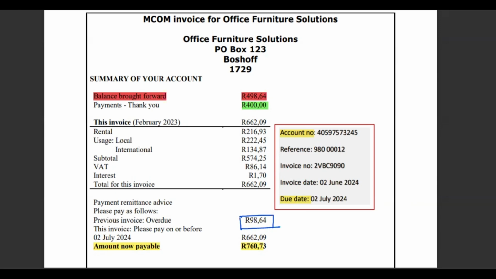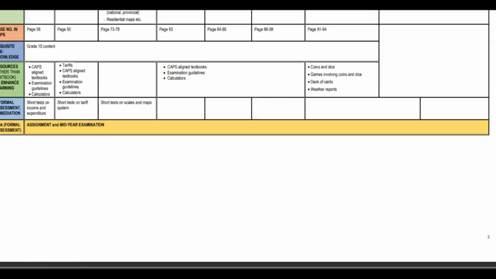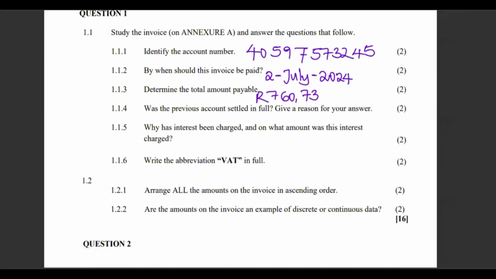So we shall go back there in the equation and we shall say the first answer is no. You say there was a balance of 98 rands, 64 cents.